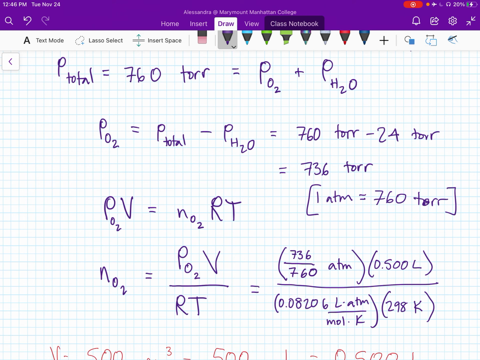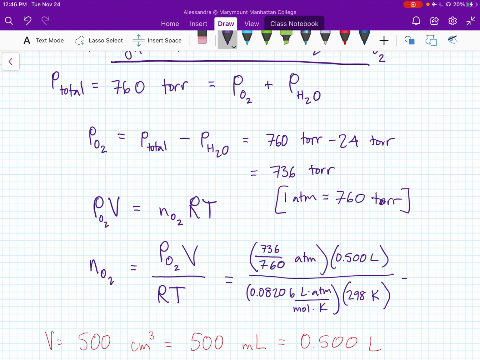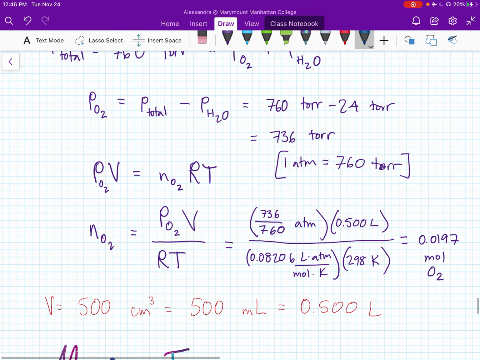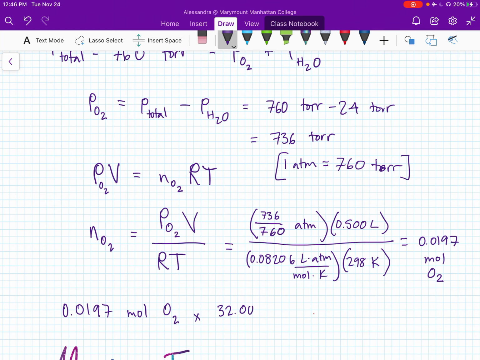If I do all of that, then I find that the number of moles of oxygen is going to be equal to 0.0197 moles of oxygen. The problem is asking me for the number of grams of oxygen, so I simply need to use the molecular weight to convert this number of moles to grams. So let's take that number of moles, 0.0197 moles of oxygen, and multiply it by the molecular weight of oxygen, which is 32 grams per mole.